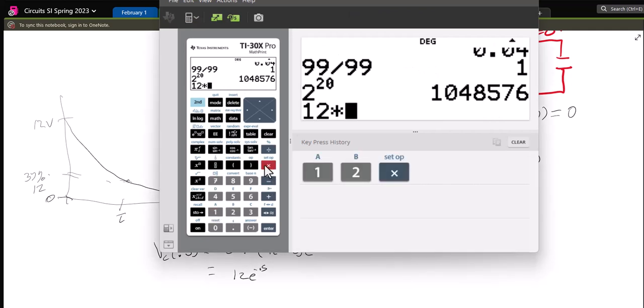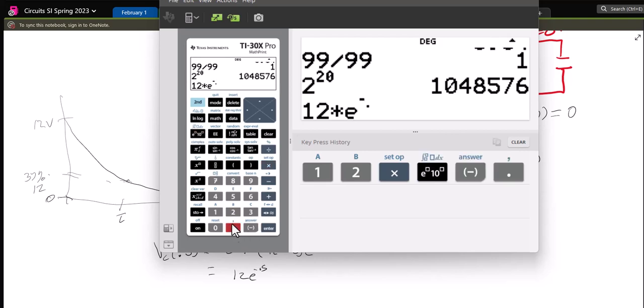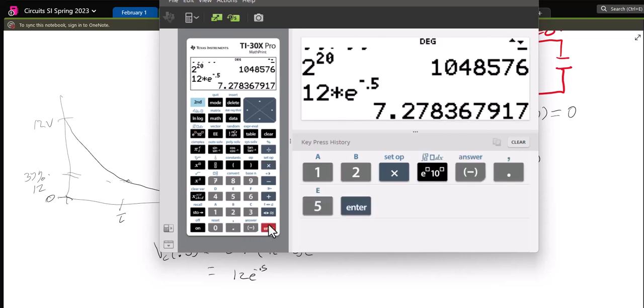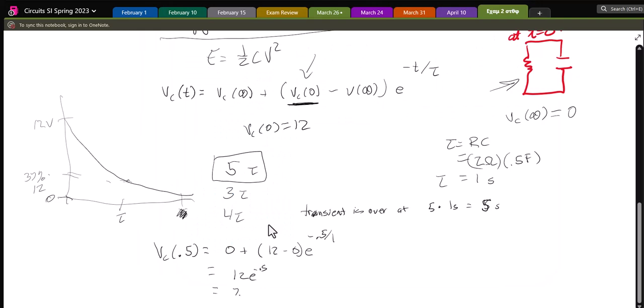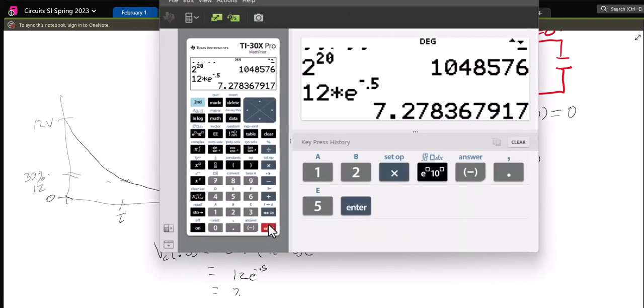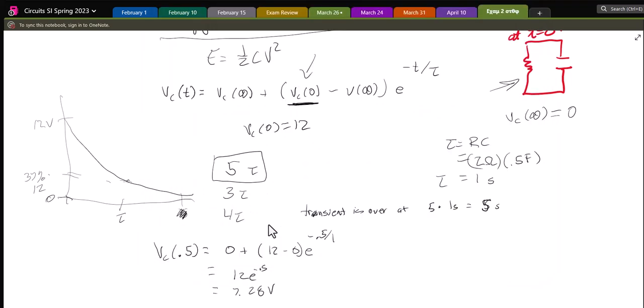12 times e to the minus 0.5 equals 7.28 volts. Let's ask ourselves a sanity check here. Does that make sense? If my time constant is 1 second and I started with 12, after half a second, does it make sense that I would have about 7? And yes, that does make sense. So let's just say we've got this picture here. This is 1, and a half would be right here. Yeah, that looks pretty good for a rough graph there.